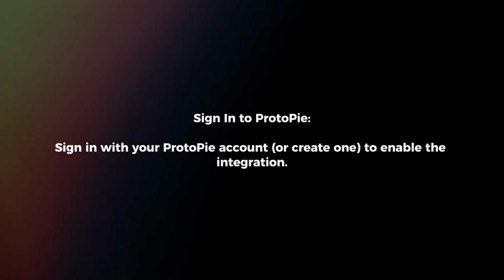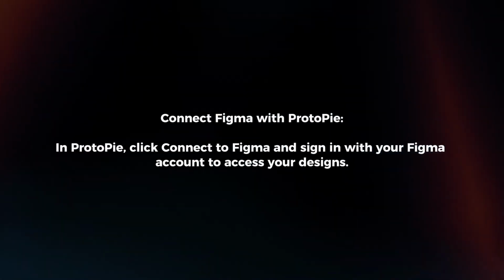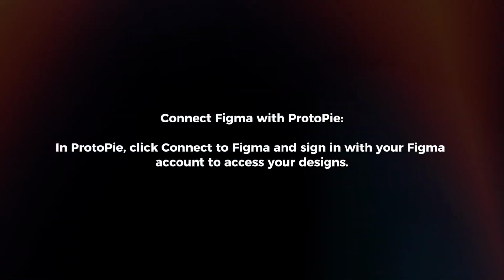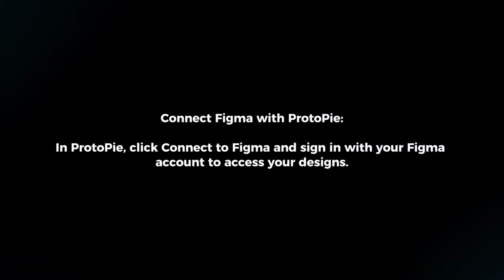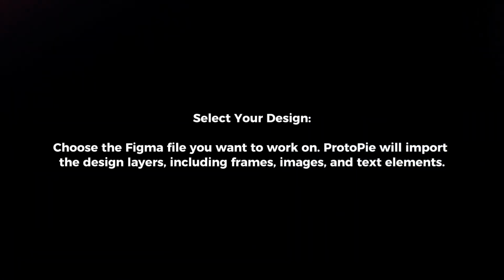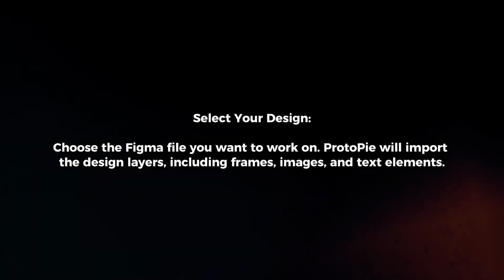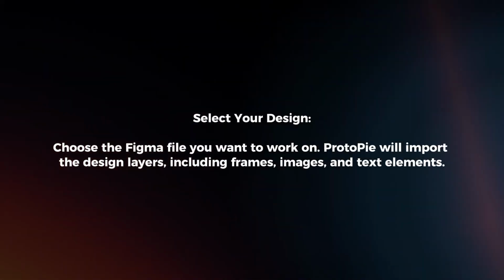Import Figma designs into ProtoPie. Connect Figma with ProtoPie. In ProtoPie, click Connect to Figma and sign in with your Figma account to access your designs. Select your design. Choose the Figma file you want to work on. ProtoPie will import the design layers, including frames, images, and text elements.